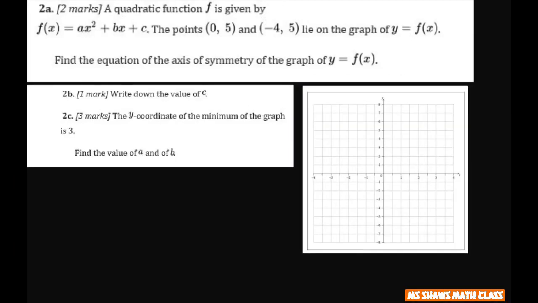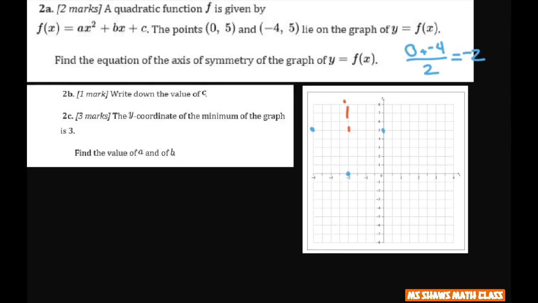So for the first one, I'm going to plot these points. We have (0, 5), and we have (-4, 5). So it means that the axis of symmetry should be right in the middle between 0 and -4. So it's basically you add 0 plus a negative 4 divided by 2 and you get -2. Take the midpoint. So this is going to be your axis of symmetry.